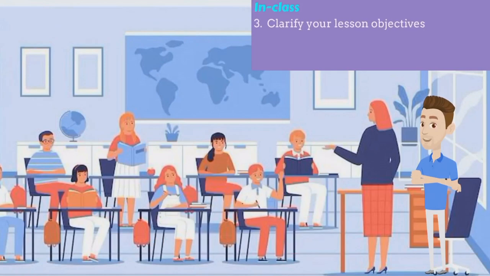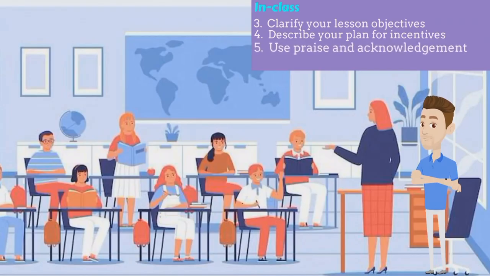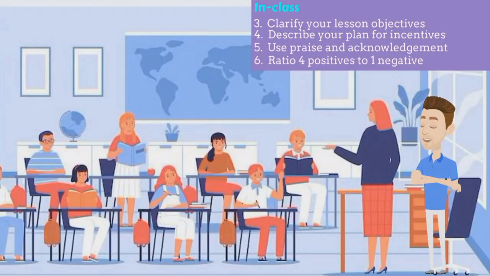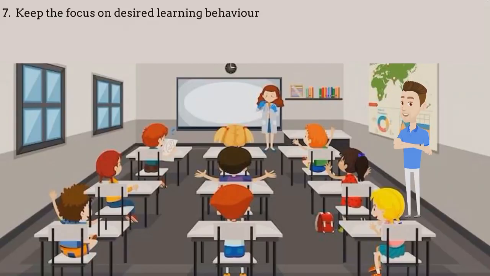3. Briefly discuss lesson objectives and make behaviour the first one. Explain that on-task behaviour and good answers and comments will be noted on the board and gain points towards a class reward. Remember, you always have your praise with you. Use it as often as possible so that you give at least 4 positives to every 1 negative. Keep the focus relentlessly on the desired learning behaviour and expected progress markers.